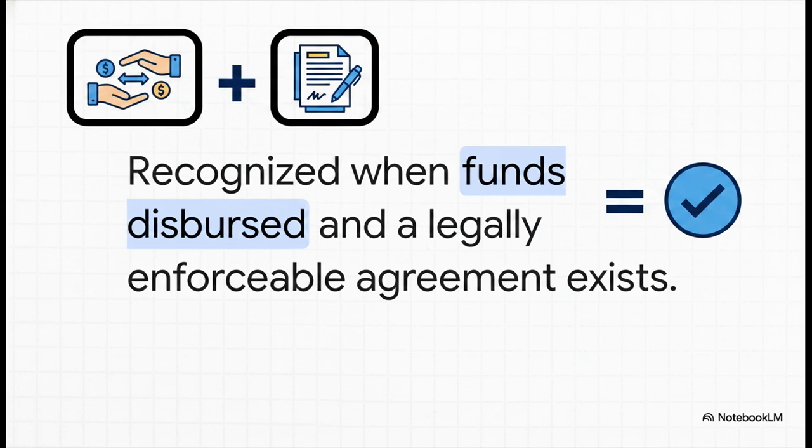Let's look at notes receivable first. The trigger here is super specific. A note receivable is recognized when two conditions are both perfectly met. The lender has actually transferred cash or goods to the borrower, and a legally enforceable written note agreement exists.